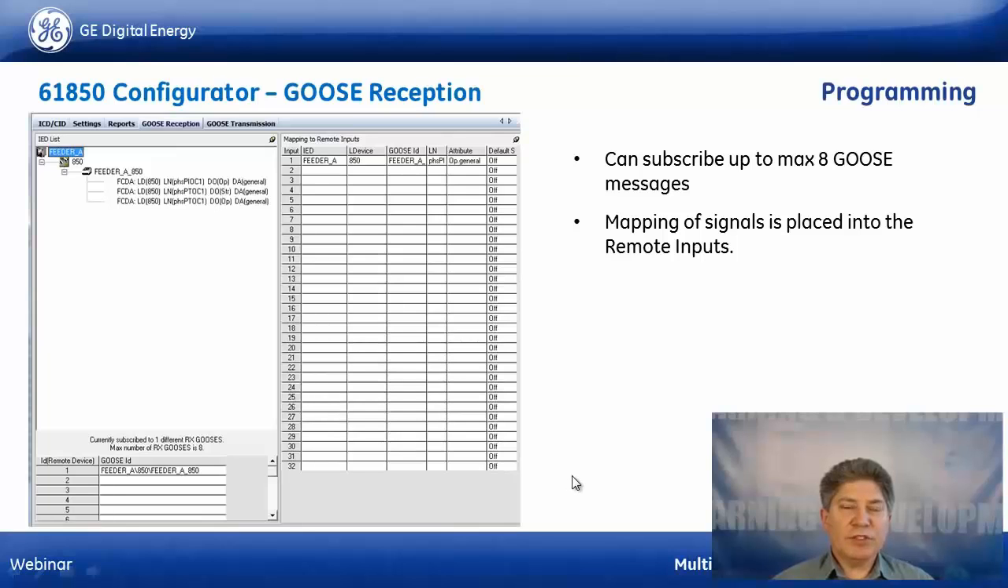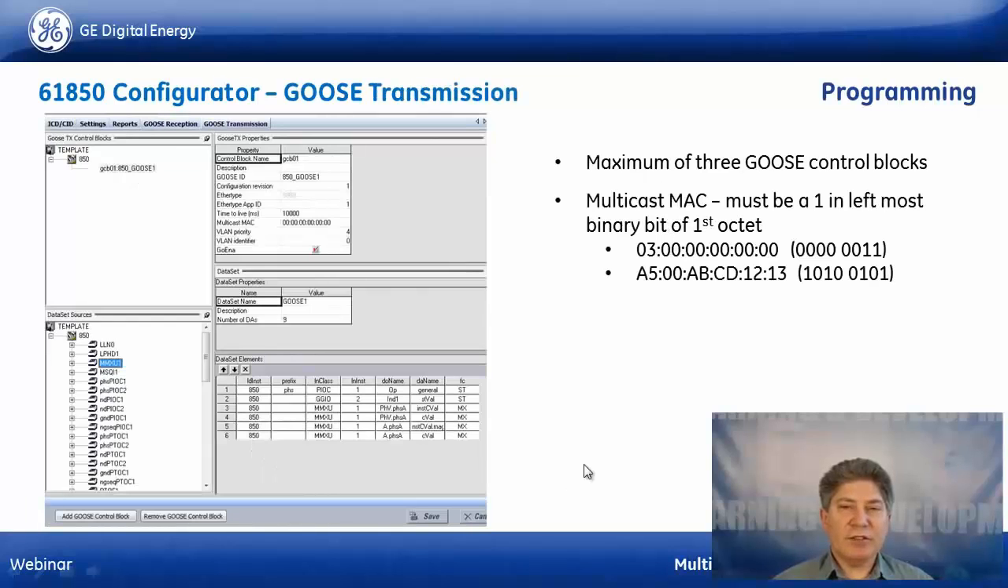I'm going to skip over the Goose reception because I'm dealing with the publishing side, so I'll go directly right into this. So the last tab is the Goose transmission, which is our publishing signal. We can have up to a maximum of 3. We can publish up to 3 Goose messages.